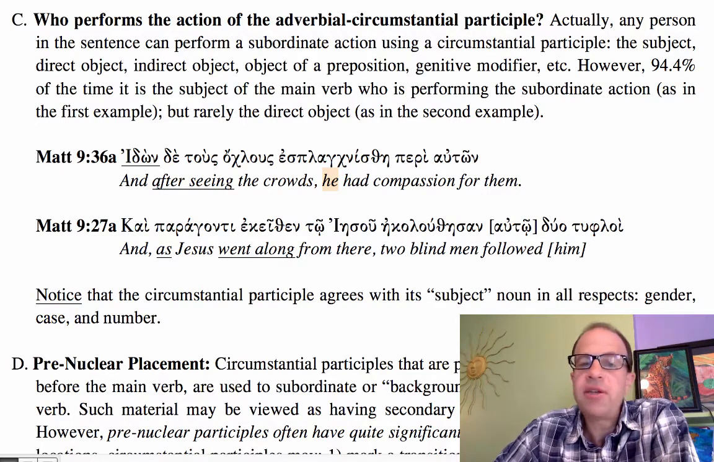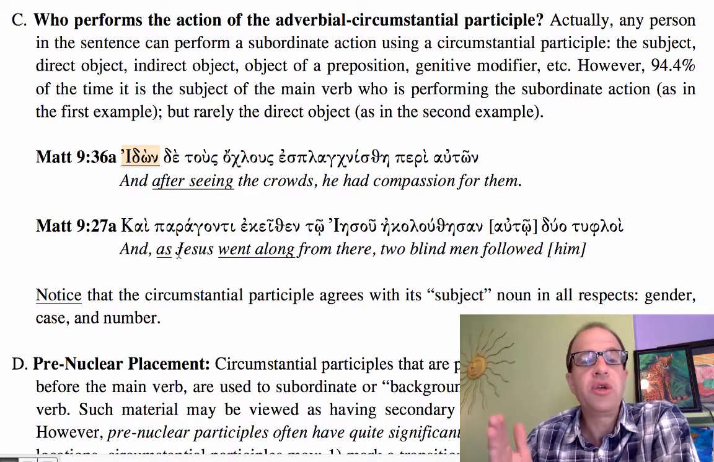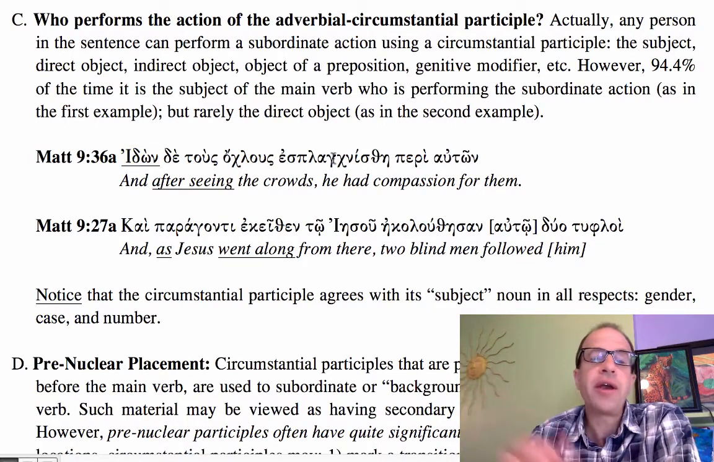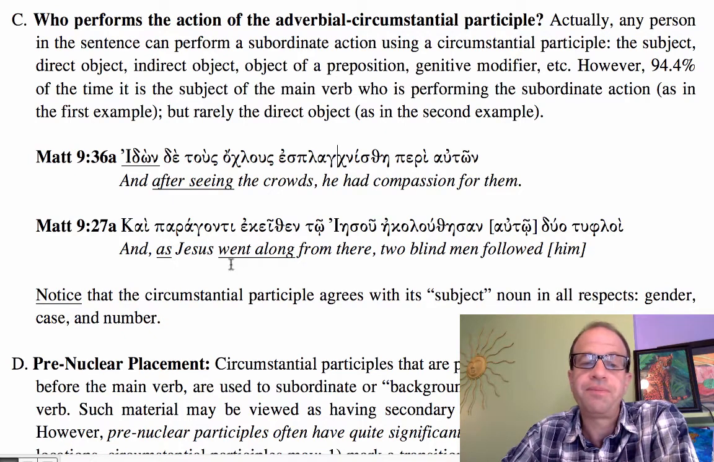I can get away by translating it pretty minimally, and seeing the crowds, and the idea of time is indicated by context, by location, and by the fact that we're dealing with an aorist participle, which, when it's pre-nuclear to the verb, here's the verb, tends to have a prior time significance.